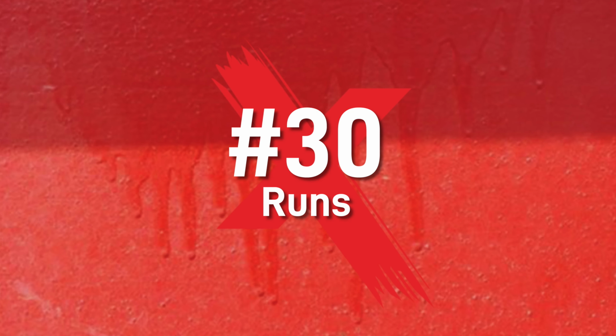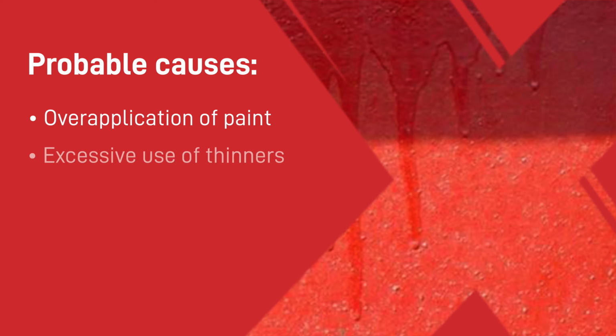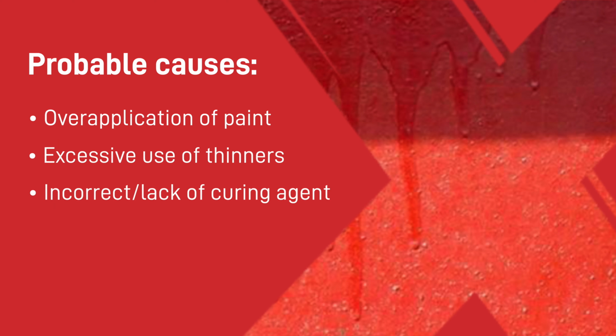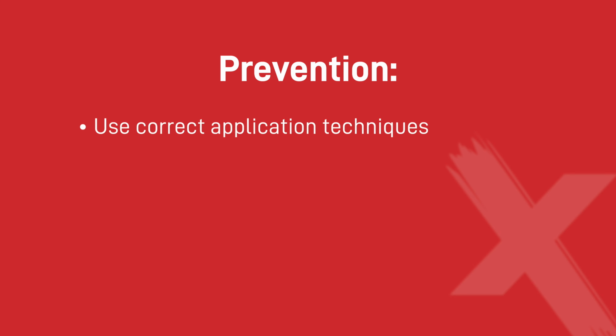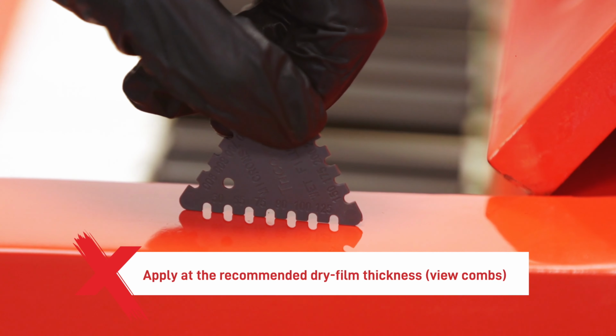30 is the runs. This is when there is an over application of paint, excessive use of thinners, incorrect or lack of curing agent, or poor workmanship. More often than not, the runs are caused by applying too much paint to the substrate, otherwise known as human error. So prevent it by using the correct application techniques and always checking your dry film and wet film thicknesses.